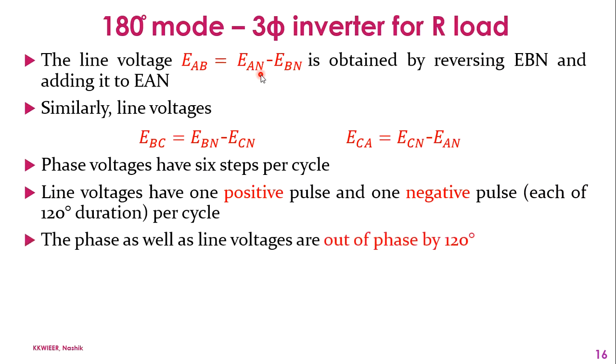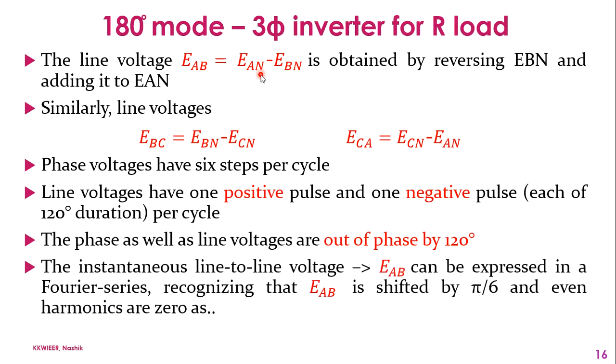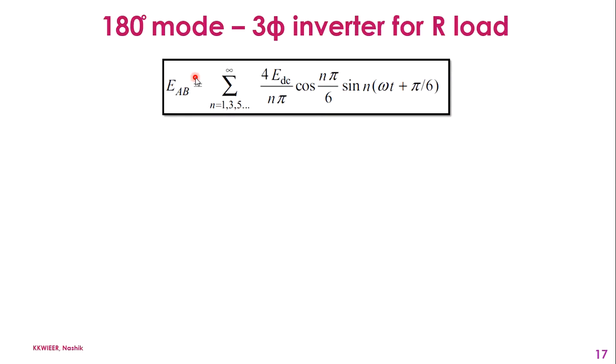The phase as well as line voltages are out of phase by 120 degree, and the instantaneous line to line voltage, that is EAB, can be expressed in the Fourier series, recognizing that EAB is shifted by pi by 6 and even harmonics are 0, which is given by this expression, summation of 4 EDC by n pi cos n pi by 6 sine n omega t plus pi by 6.